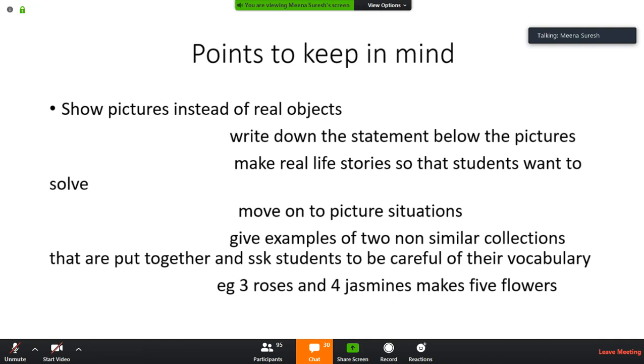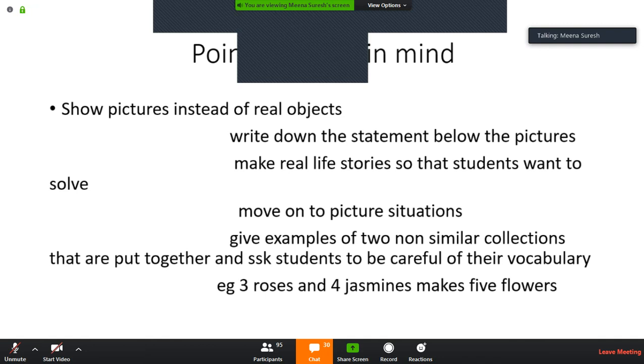Make the stories as real as possible. Unless it is a special day, where you have shown that today will be dinosaurs day or something like that, always try to have a real life. You will never say, for example, I have 3 clocks, my mother gave me 15 more clocks. All this will really not happen. So make it real, and move to picture situations.